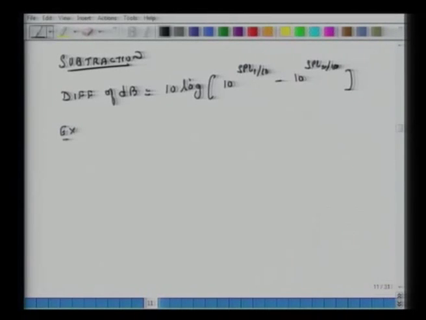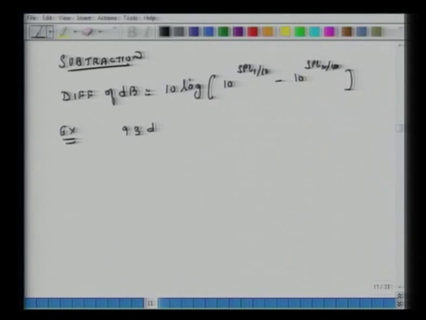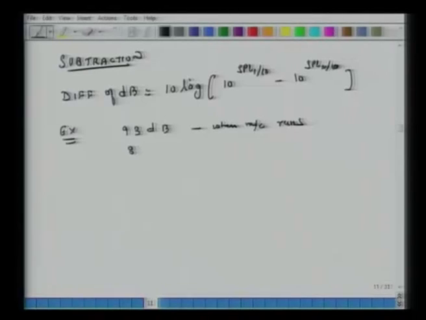So we will do another example. Let us say we have a large machine shop. There is some ambient noise, and there is also noise coming when a particular milling machine is running. When we run the machine, the total SPL level is, let us say, 93 dB when the machine runs. And when the machine is not running, let us say the total SPL is 85 dB.